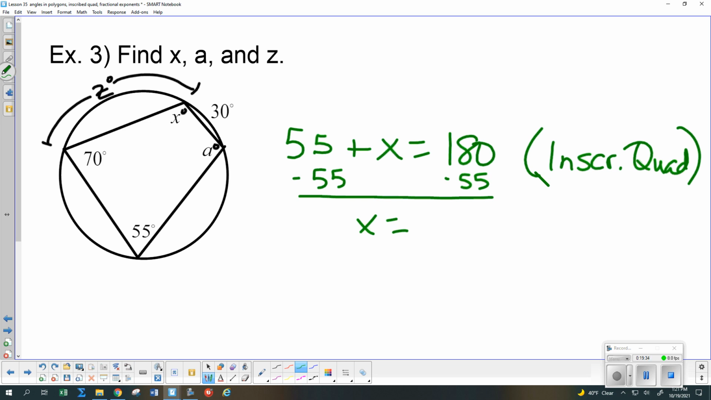Riley? 125. I think that's supposed to be a degree sign after the X there, so I'll just say X is 125.